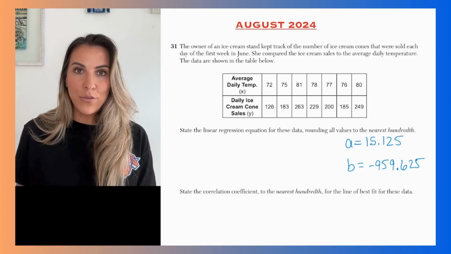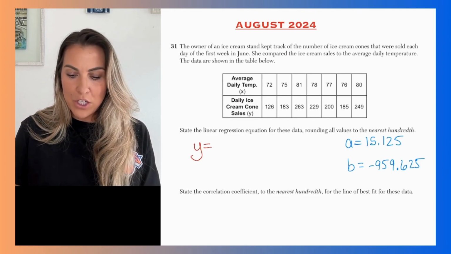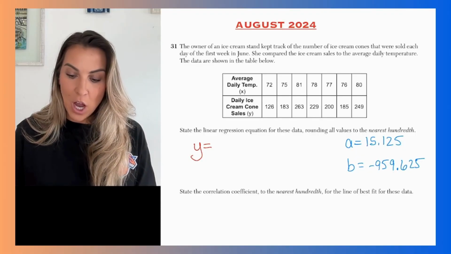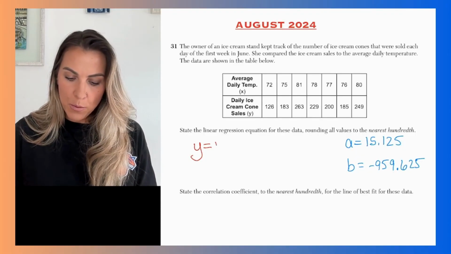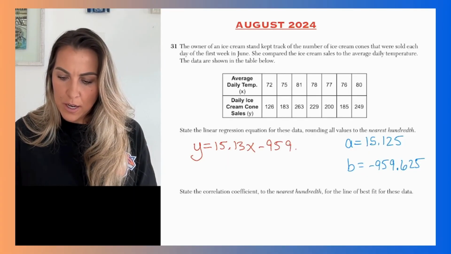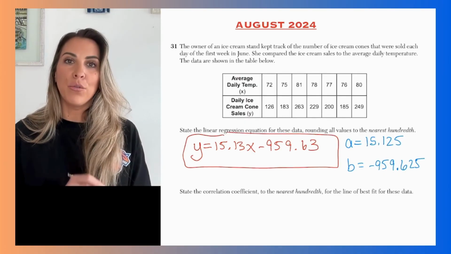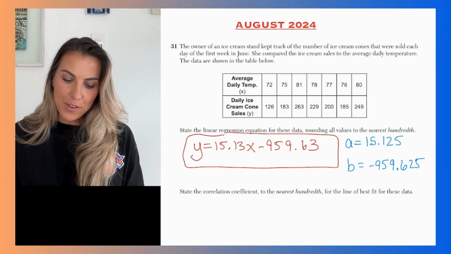Now again, let's use the information the graphing calculator gave us to write our linear regression equation, except this time we're rounding to the nearest hundredth. So we're going to have y equals 15.13x minus 959.63. There is our linear regression equation for this data.